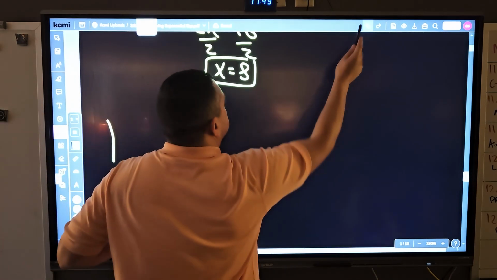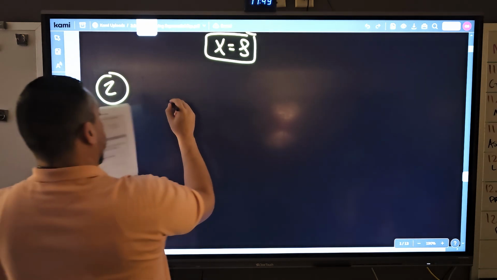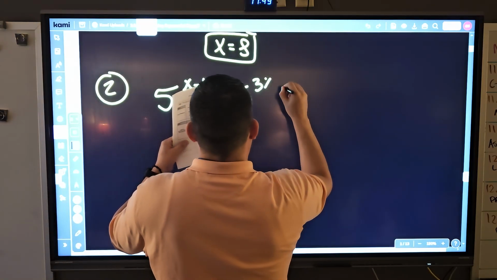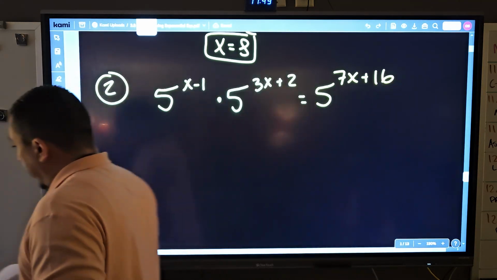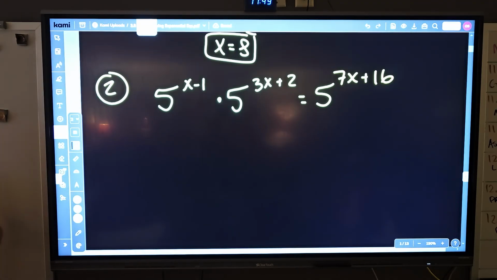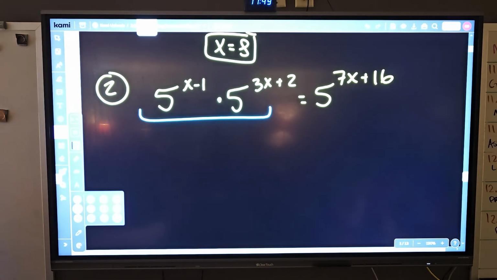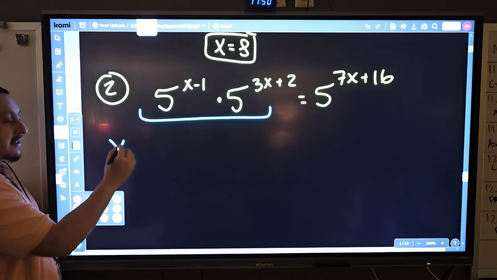Number 2. These are, I would say, even more common problems. Let's say you had 5 to the x minus 1 times 5 to the 3x plus 2 equals 5 to the 7x plus 16. The temptation here would be to cancel the 5's because they're all the same base. But it's the same thing as with logs. It doesn't work. There can only be 2 of them, one on each side. So you can't cancel the 5's. If we can find a way to merge these 2 5's into 1 5, then we could cancel. And we can do that with laws of exponents.